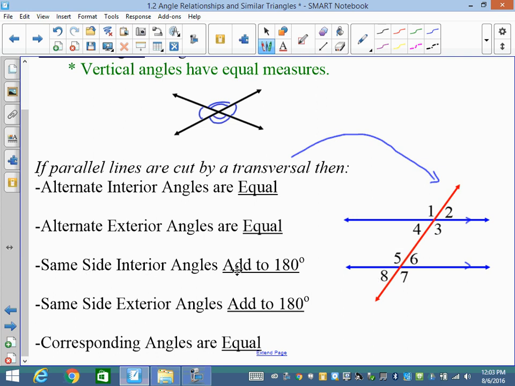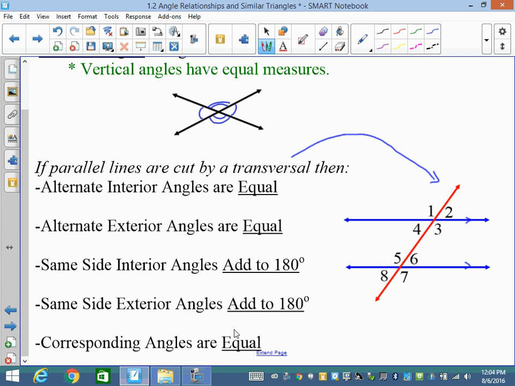Same side interior angles add up to 180, that is these two here. Angle 4 and angle 5, notice this is obtuse and this one is acute. Together they'll add up to 180, and together these two will add up to 180 as well. Same side exterior angles also will add up to 180. So exterior is going to be the 8 and the 1, they're referring to the same side of the transversal. So 1 and 8 are going to be adding up to 180, or supplementary, and 2 and 7 would be supplementary to each other. Corresponding angles are also equal.